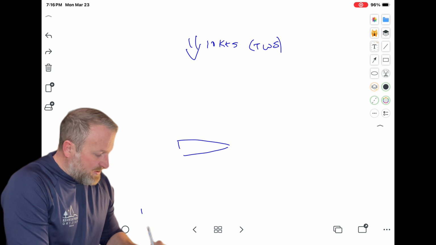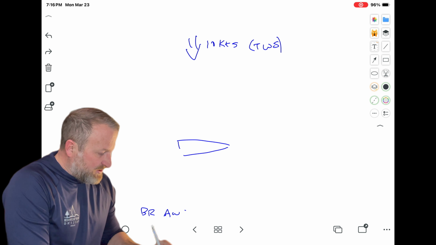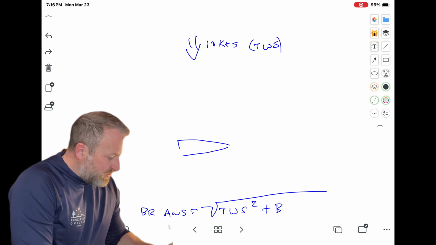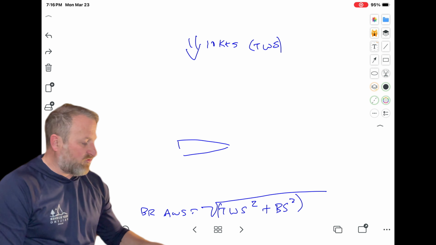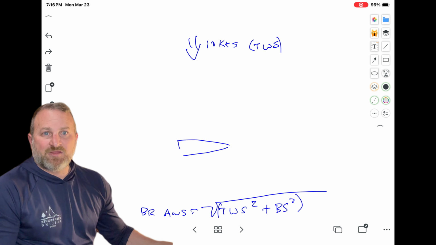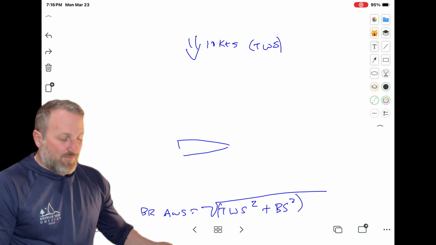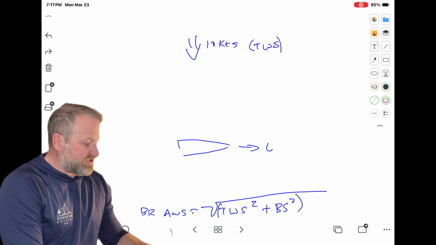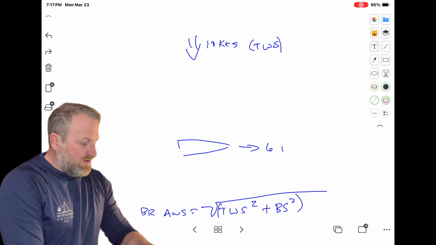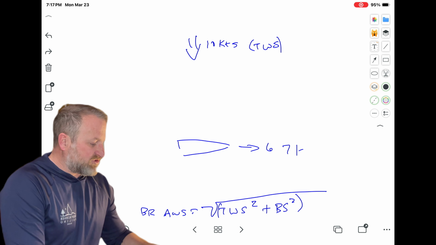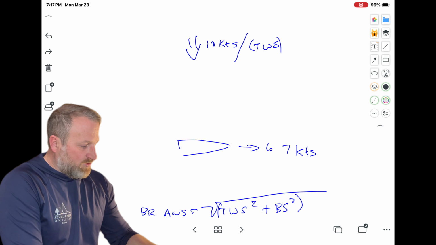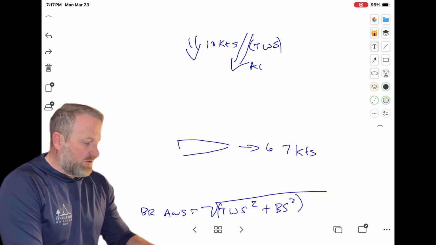We could say that our beam reach apparent wind speed is equal to the square root of the true wind speed squared plus the boat speed squared. And we're going to do all of that before we take the square root. That's, again, more math, more complications. But the faster we go, let's say all of a sudden we start going 6 or maybe even 7 knots of boat speed, the faster we go, the further in front of the boat that apparent wind is going to feel.